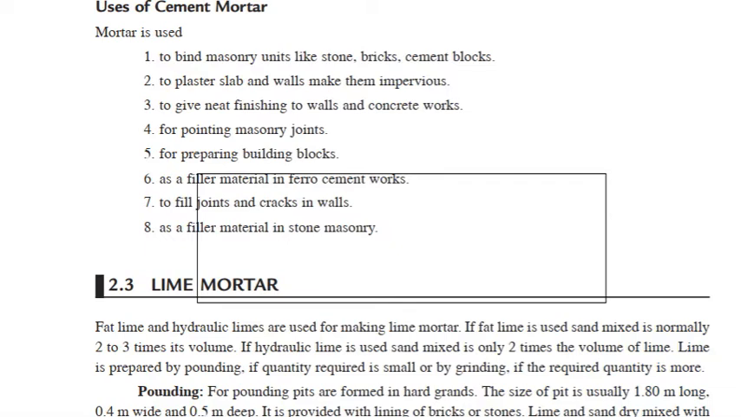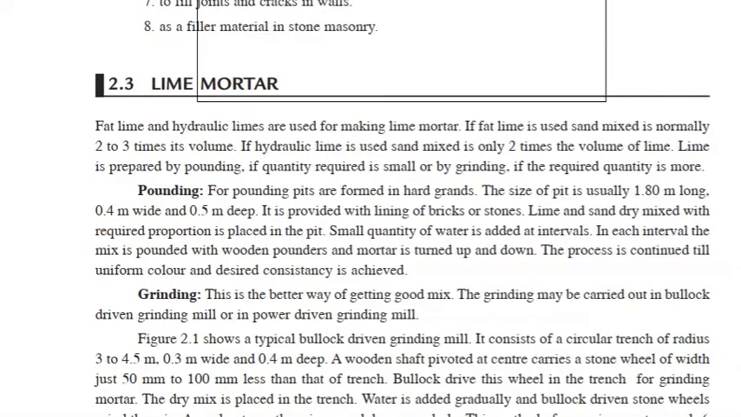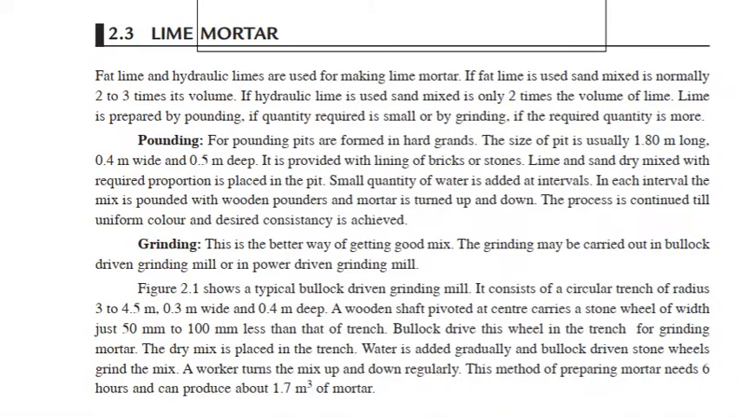2.3 Lime mortar. Fat lime and hydraulic limes are used for making lime mortar. If fat lime is used, sand mixed is normally 2 to 3 times its volume. If hydraulic lime is used, sand mixed is only 2 times the volume of lime. Lime is prepared by pounding, if quantity required is small, or by grinding, if the required quantity is more. Pounding.